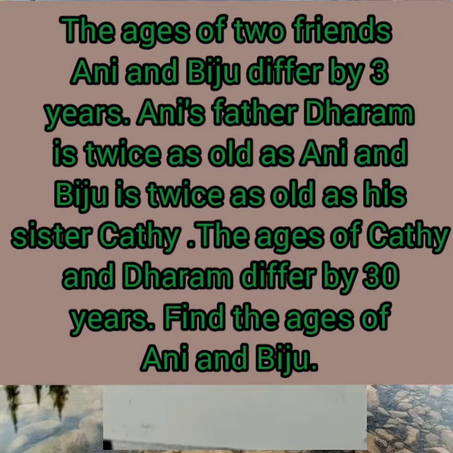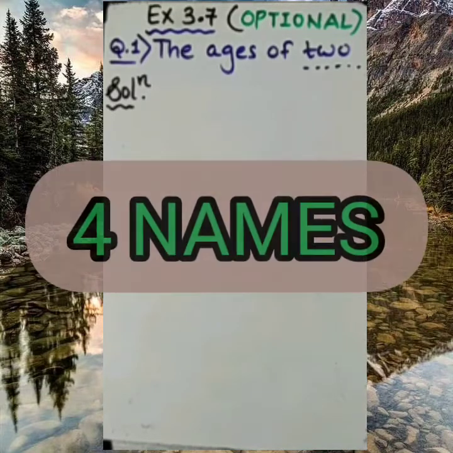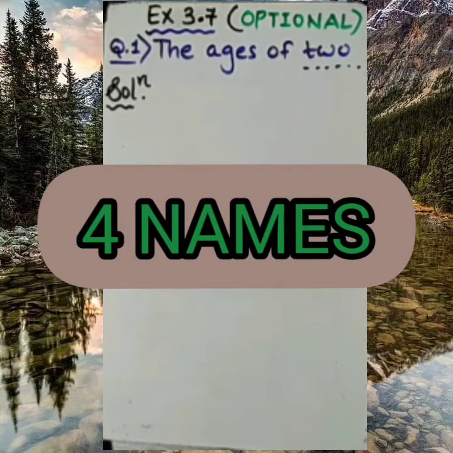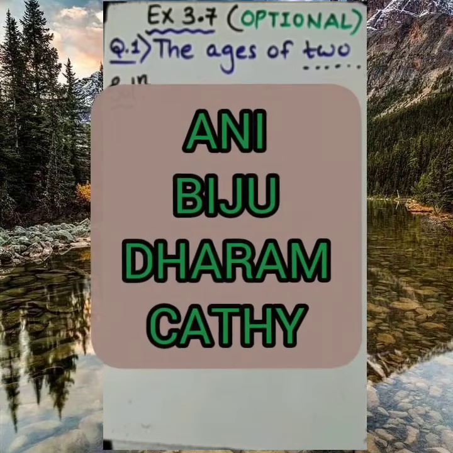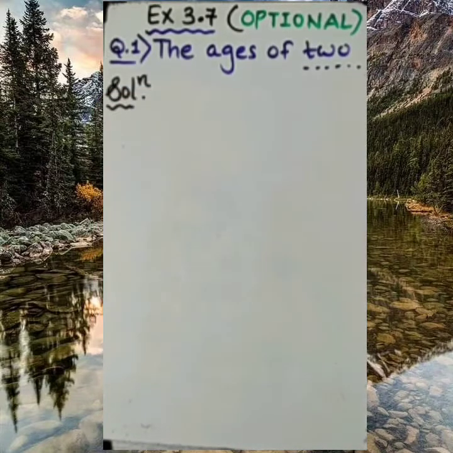Right? The question is, where to start, because here 4 persons' names are given. Actually we are given Ani and Biju, and Dharam is the father of Ani, and Biju is the brother of Kathy. Okay, so 4 names are here: Ani, Biju, Dharam, and Kathy. It is a little bit confusing, but I am sure with my explanation you will find it easy. So let's begin. Ready? First step, we need to start with that.